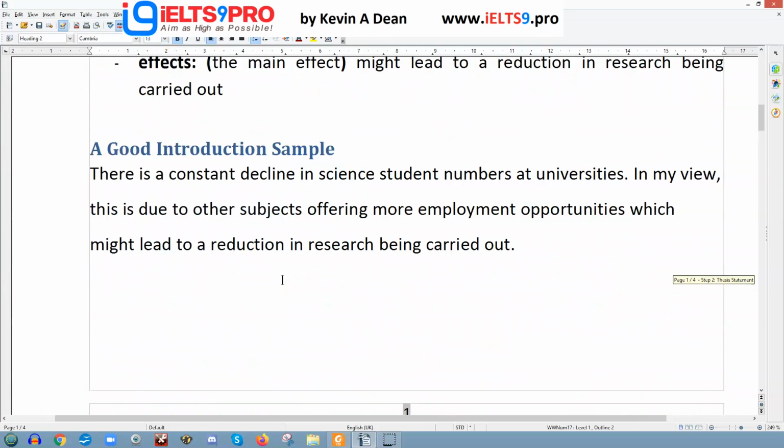Just have a quick look back at mine. There's a constant decline in science student numbers at universities. Boom. Restate the topic. Answer question 1. Employment. Answer question 2. That's it. That's all that you need.